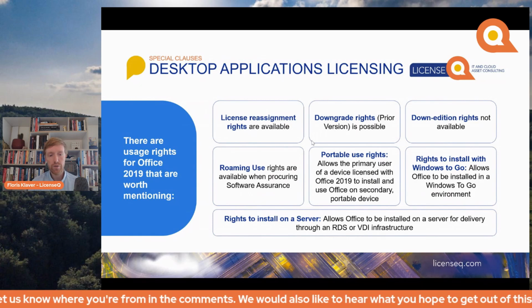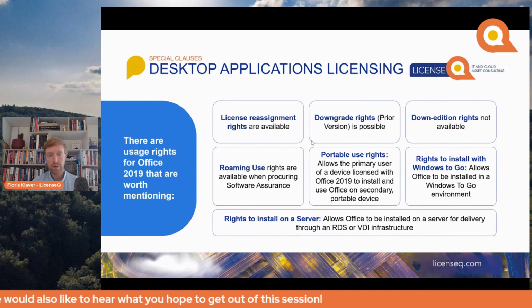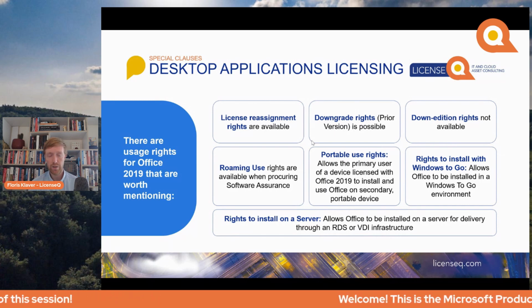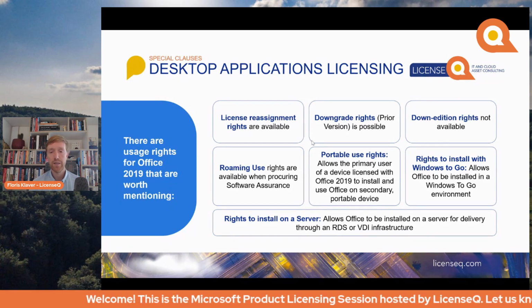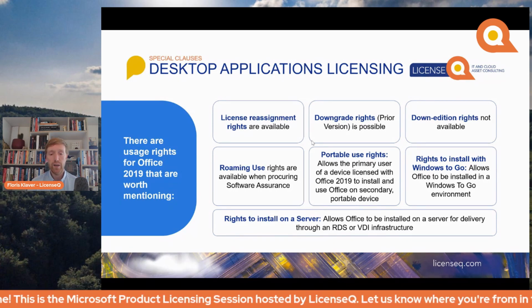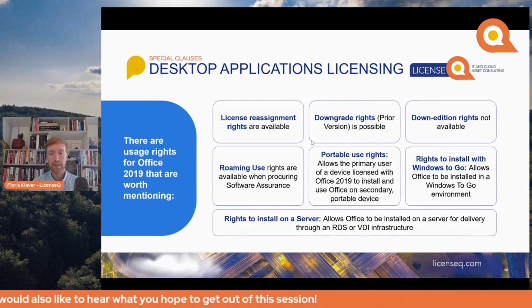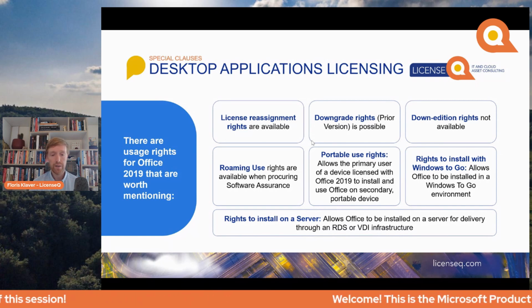Now, there are usage rights for Office 2019 that are worth mentioning here. You have license reassignment rights, which is the case for most Microsoft products, but you can reassign your licenses when you want. Again, if you don't have Software Assurance, the 90-day rule applies. And that means that you cannot move the license or reassign a license within a 90-day frame. Downgrade rights. So you have the right to use a prior version. So if you buy Office Pro Plus 2019, you can use an older version like 2016. No down edition rights, as stated.